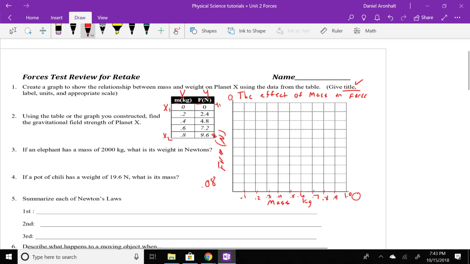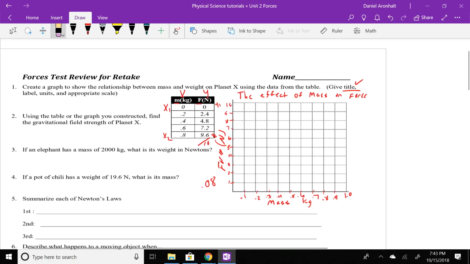Same rules apply here. My biggest number is 9.6 divided by my spots available, which is 10, and I'm going to get 0.96. Again, would I want to use that? No, I'm probably just going to round up to 1. So 1, 2, 3, 4, 5, 6, 7, 8, 9, and then 10.